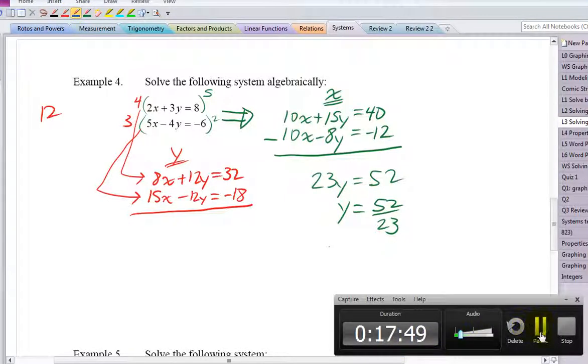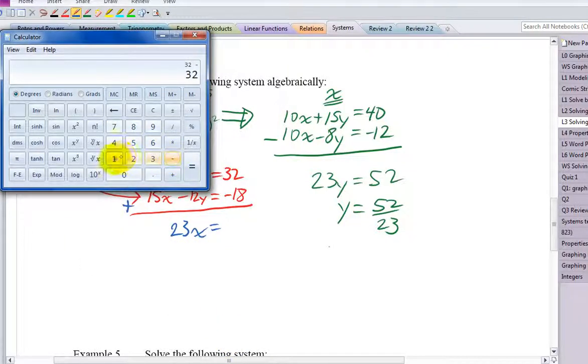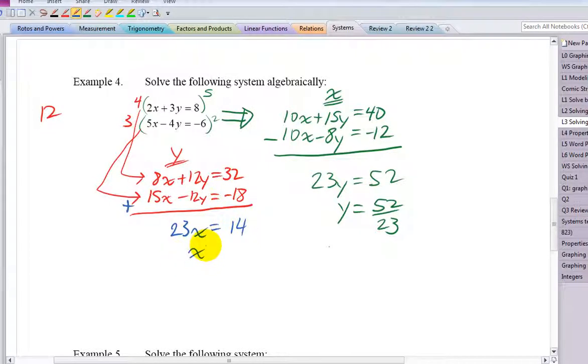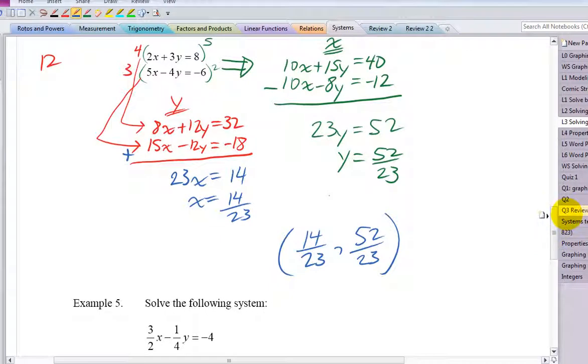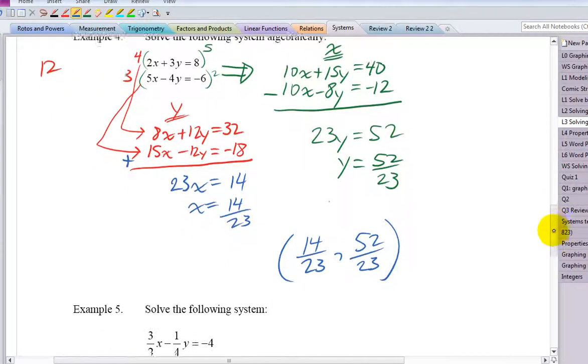Okay, then add or subtract, solve for x. So you get two fractions as your answer, 14 over 23 for x and 52 over 23 for y. Okay. And that would be hard to figure out by graphing. In fact, it'd be impossible. Okay. Any questions at all? Please ask. Any details, anything? Okay, thumbs up, down, in the middle, what would you say? Okay. All right, so we're going to go on to one harder one.